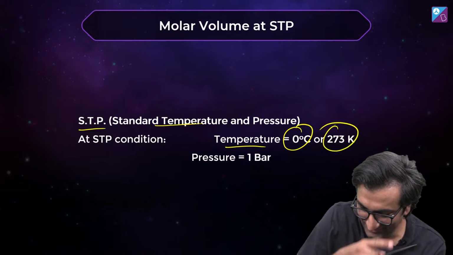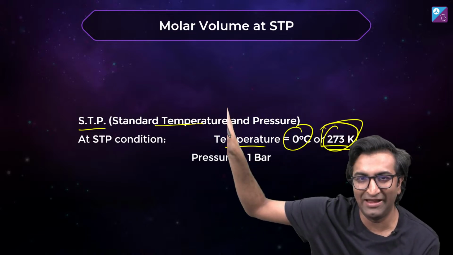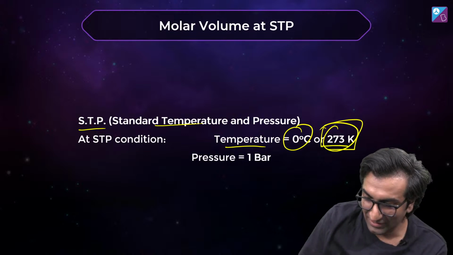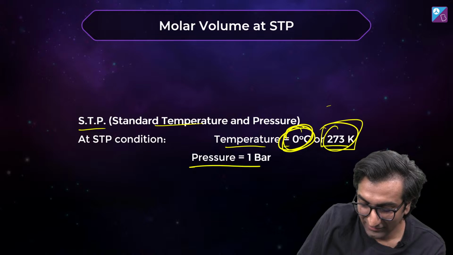There are 3 things here. STP is 0 degrees Celsius, 273 Kelvin. I'll explain what STP is another time. Standard temperature and pressure. I'll explain what Kelvin temperature is later. Take 0 degrees Celsius for now. The pressure is 1 bar.